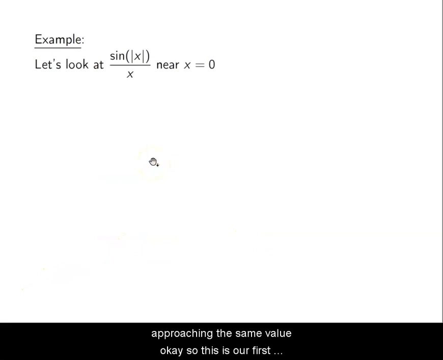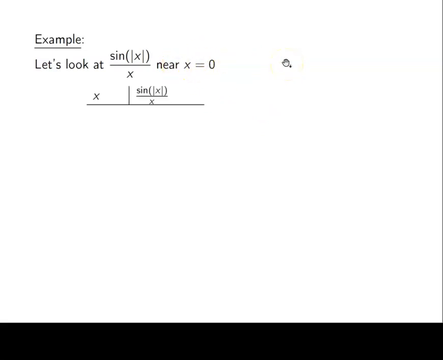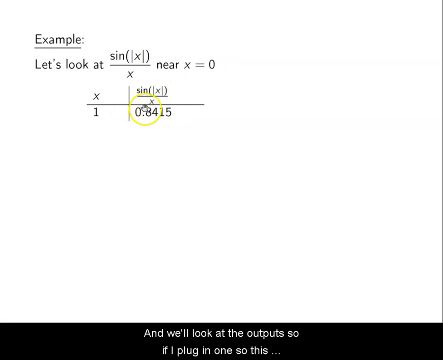So let's go ahead and look at an example. Let's look at the function sine of the absolute value of x divided by x when we are next to the value of 0. What we're going to do is plug in values that get closer and closer to 0 from the left, or from the negative side, and we'll plug in values closer and closer to 0 from the positive side. And we'll look at their outputs.